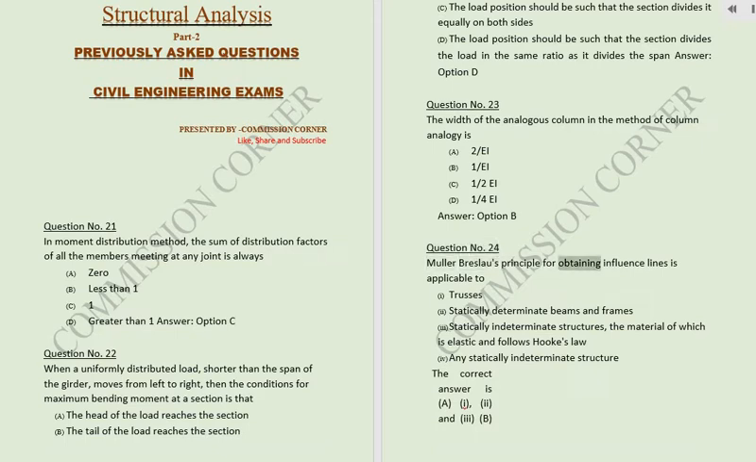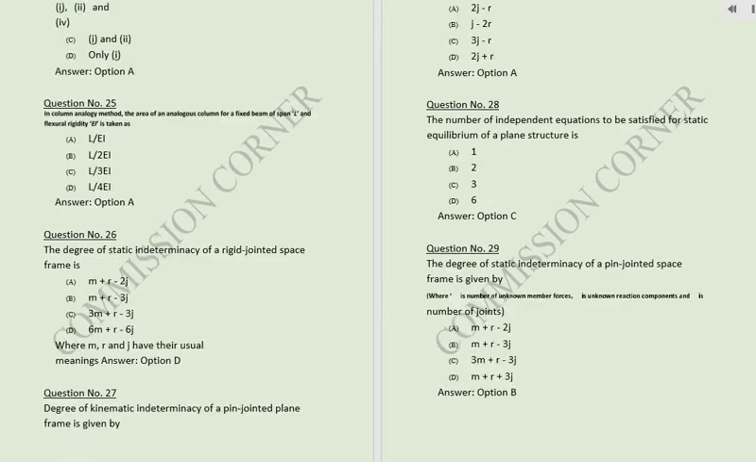Question number 24. Muller-Breslau's principle for obtaining influence lines is applicable to: 1, trusses. 2, statically determinate beams and frames. 3, statically indeterminate structures, the material of which is elastic and follows Hooke's law. 4, any statically indeterminate structure. The correct answer is: A, 1, 2, and 3. B, 1, 2, and 4. C, 1 and 2 only. D, 1 only. Answer, option A.